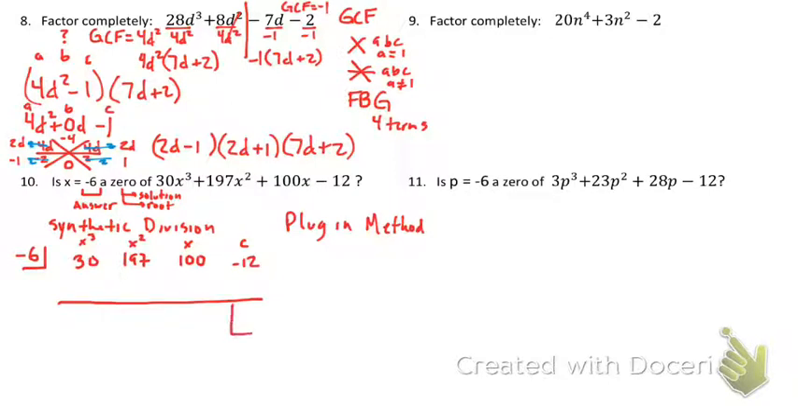If it's a 0, we should end up with a 0 here. And this guy represents my remainder. We want a remainder of 0. This tells us we have a solution. Okay, so this is how it works. So take out your trusty calculator, because this can get a little nasty right now with all these numbers. Bring down the 30. Negative 6 times 30 is negative 180.